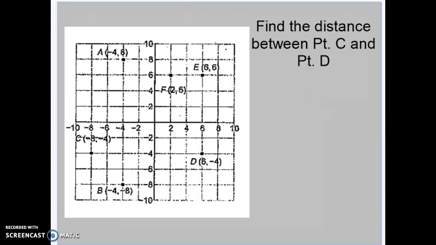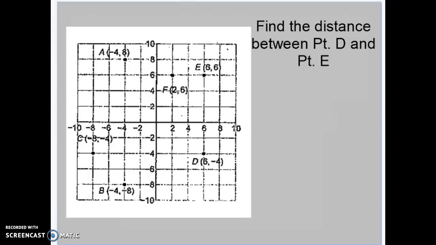On this one, we're looking for the distance between point C and point D. Point C is here, point D is here, so we want to know how far those two are from each other. Again, you have scales that are counting by 2s. So we're 2, 4, 6, 8, 10, 12, 14 units away.